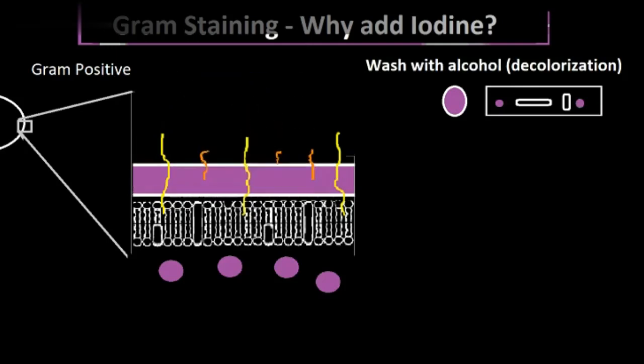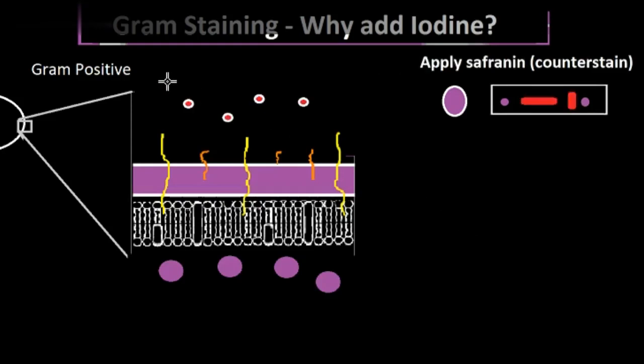Alcohol dehydrates the layer of peptidoglycan, which shrinks the layer of peptidoglycan in the pores, making it hard for the crystal violet iodine complex to escape the cell. Due to the large size of the crystal violet iodine complex, it remains trapped in the cytoplasm of the bacteria. So even after applying the safranin dye, the bacterial cell remains stained purple. The purple of the crystal violet dye is a much more overpowering color than the lighter safranin dye.